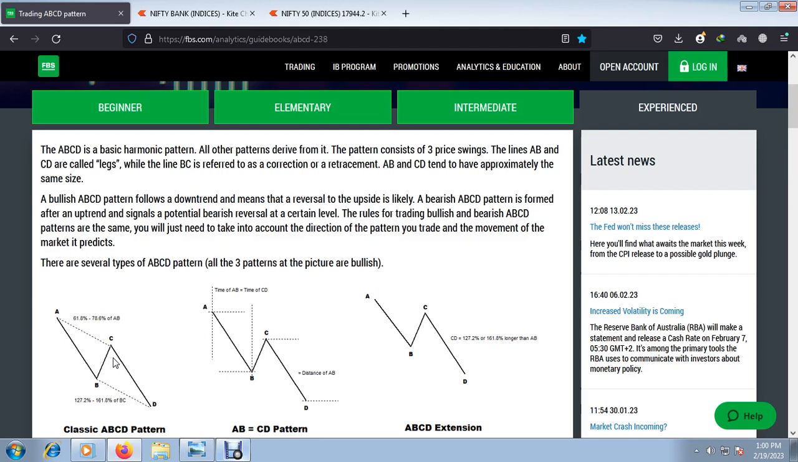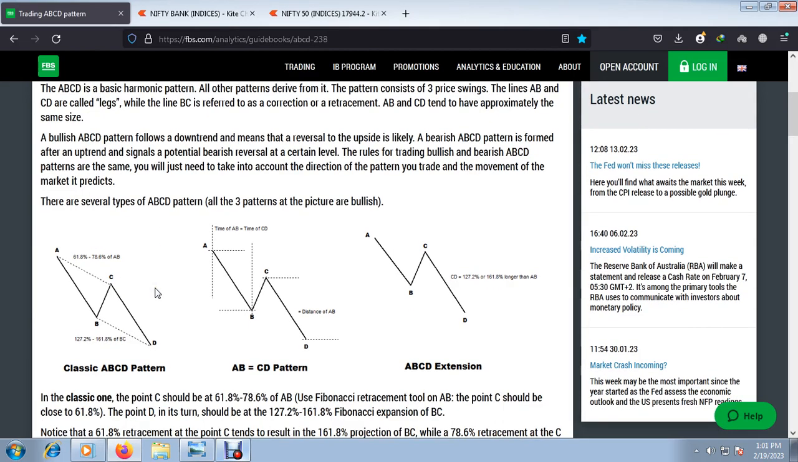So what are the different types of harmonic patterns? Basically, we'll start with the ABCD pattern. First of all, the ABCD pattern is one of the types of harmonic patterns. We have to find from the chart what kind of pattern it is forming.